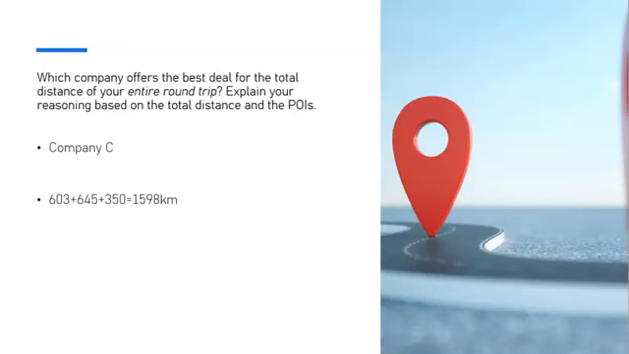Which company offers the best deal for the total distance of your entire round trip? Company C offers the best deal because for the total distance of 1,598 kilometers, its flat rate of $350 is less than Company A and Company B. The points of intersection on the graph show that beyond certain distances, Company C becomes the cheapest option, and 1,598 kilometers is well beyond those points.